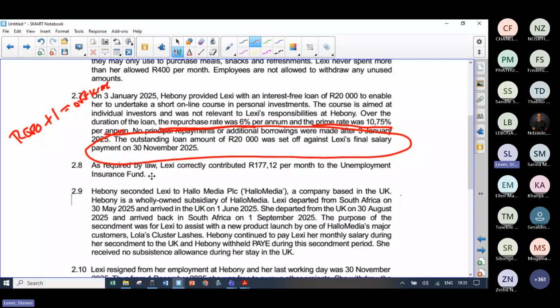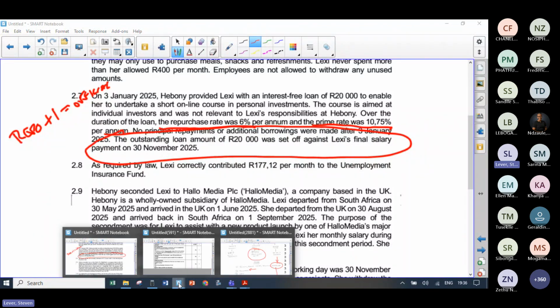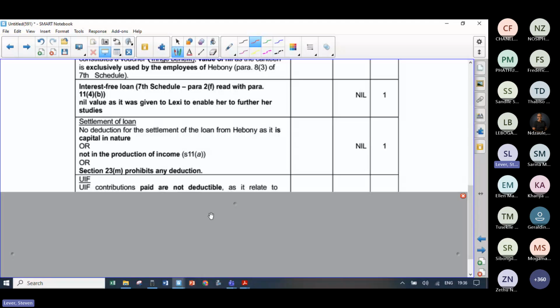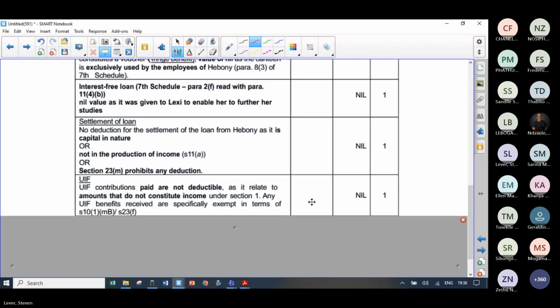It says, as required by law, Lexi correctly contributed 177.12 to the UIF. Guys, can you get a UIF deduction? Now it's in the question. They want you to write something down. So because they want you to write something down, what is going to happen? In the board solution, there's UIF. No deduction. UIF is not a deduction for tax purposes. It does not constitute a deduction. There it is. No. So guys, if it is there in front of you, write it down.